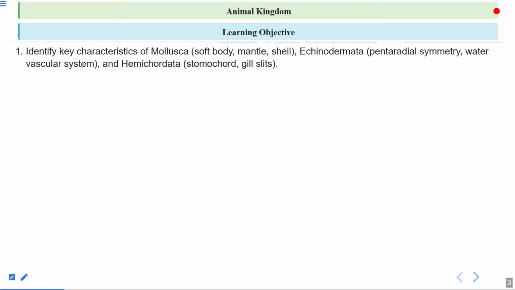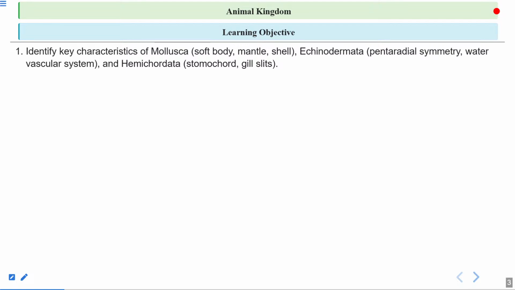Then we'll talk about Hemichordata. Hemichordates have some unique features: instead of a notochord, they have a stomochord. They were earlier placed in chordates, but now they are placed as a separate phylum under non-chordata. Clear? Then we'll talk about the stomochord and gill slits. These are the features of the Hemichordata.